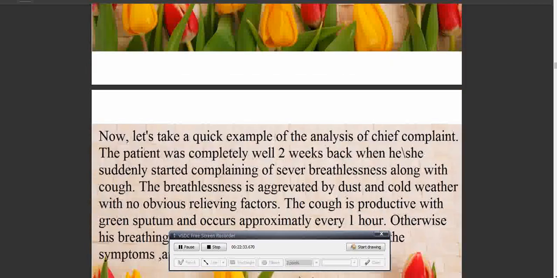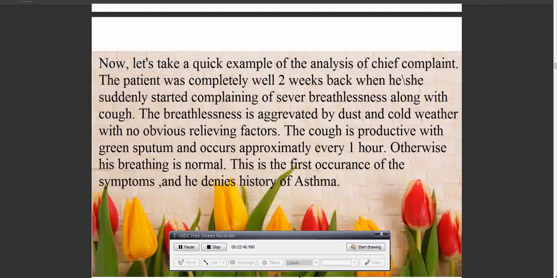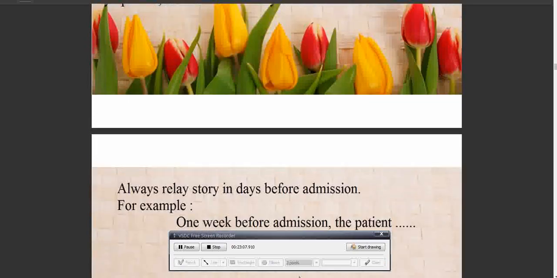Now let's take a quick example of analysis of a chief complaint. The patient was completely well 2 weeks back when she suddenly started complaining of severe breathlessness along with cough. The breathlessness is aggravated by dust and cold weather with no obvious relieving factor. The cough is productive with green sputum and occurs approximately every 1 hour. Otherwise, her breathing is normal. This is the first occurrence of the symptoms and there is no history of asthma. So that is an example of that.